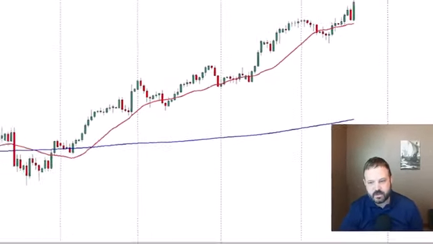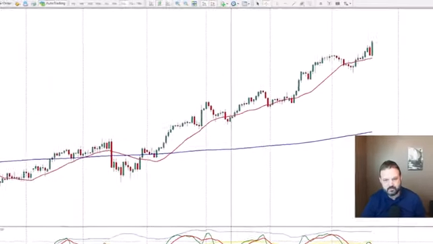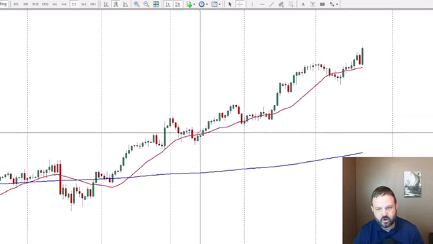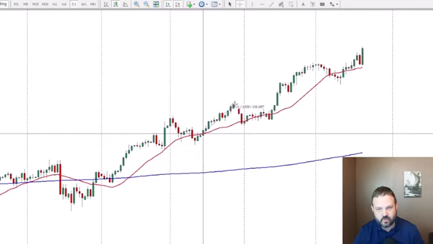Okay, so now let's go back again. We'll do another one right here. This one is back to May. Here we go. We got the cross. Remember, you put your stop loss right here, and this one went 400 pips.